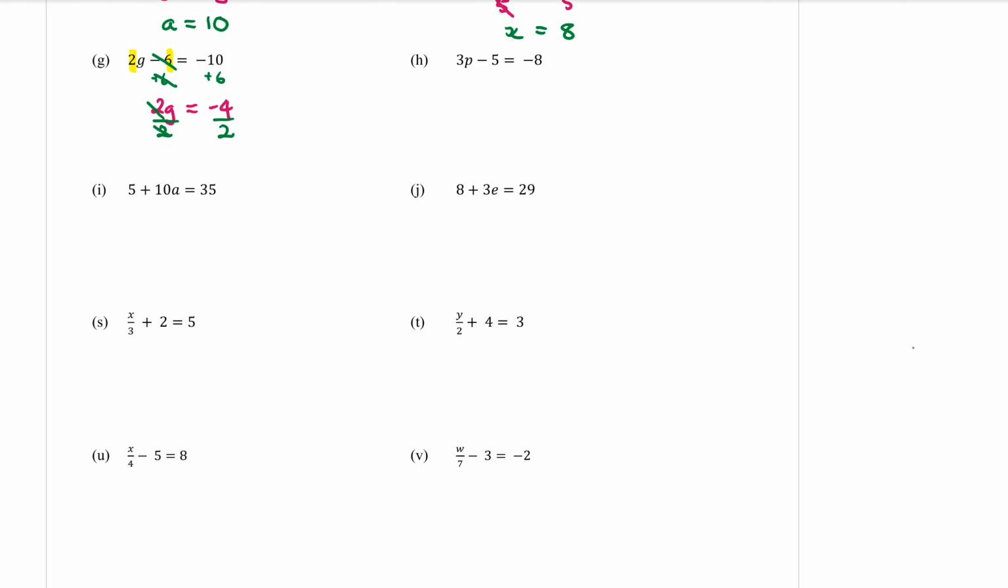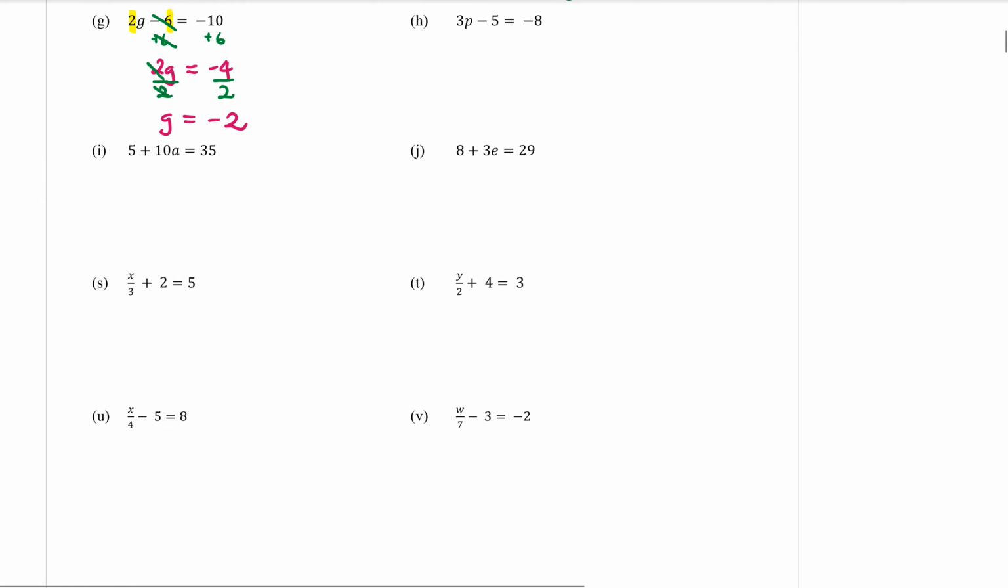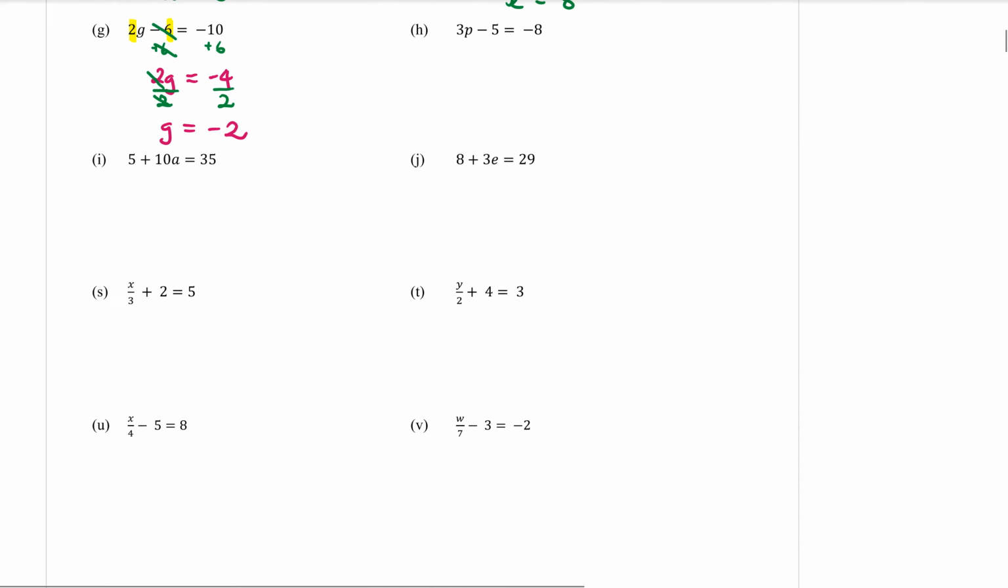G is by itself. Negative 4 divided by 2 makes negative 2. Use your calculator if you need to. Okay, so just going to keep practicing, and then it gets easier and easier the more you do.